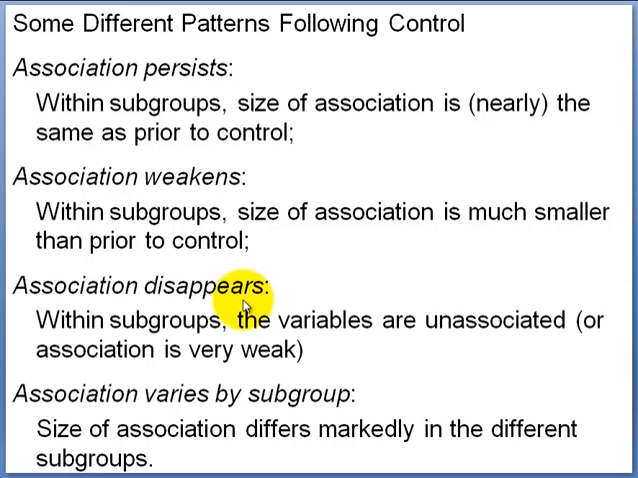And a fourth pattern is for the size of association to differ markedly in the different subgroups. And to some degree, we saw this pattern in our adoption example, in particular in the 0 to 2-year-old at entry age group. The minority white difference was only 3%, and this was much, much smaller than was the size of difference in the other age groups. So what we want to do now is pursue some examples that show you these different patterns.